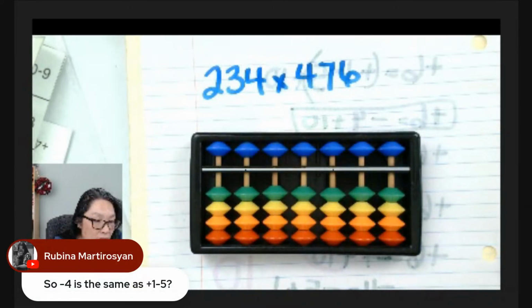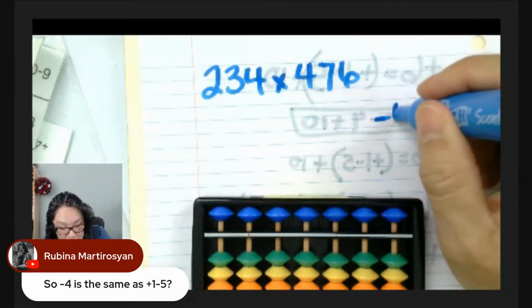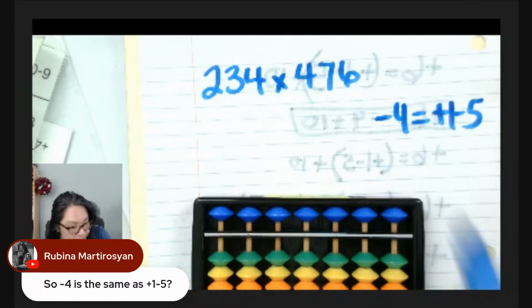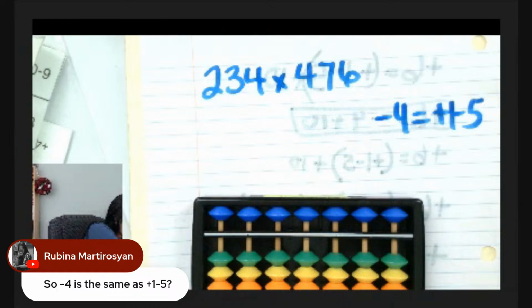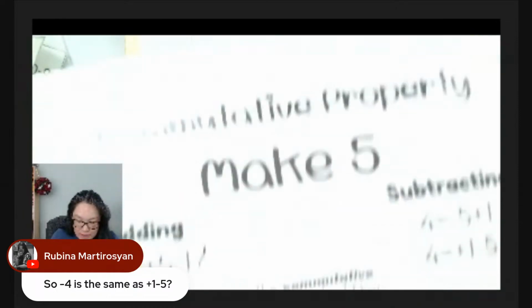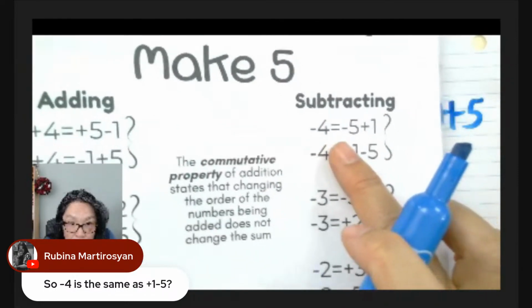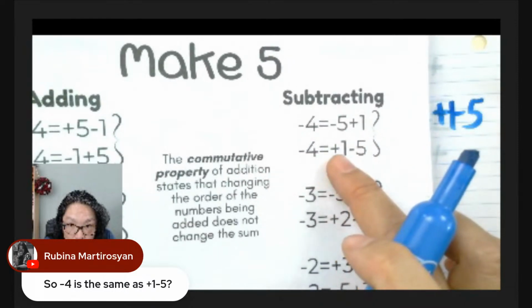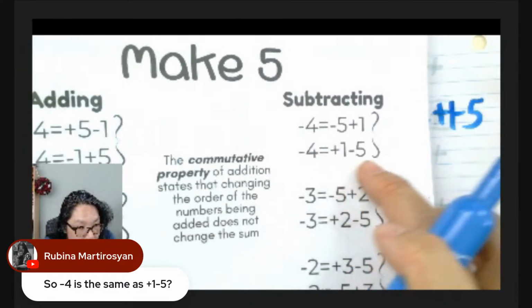Minus the 4 is the same as... Yes, exactly. Minus 4 is exactly the same as plus 1 minus 5. See? Minus the 4, you're not wrong. Minus the 4 is minus the 5 plus the 1, or plus the 1 minus the 5. They are exactly the same.